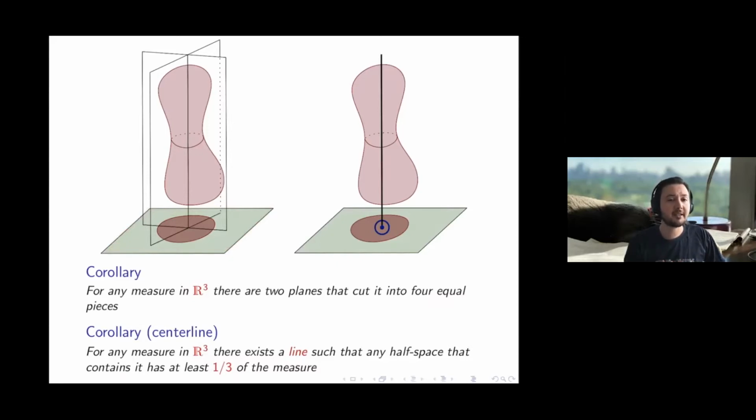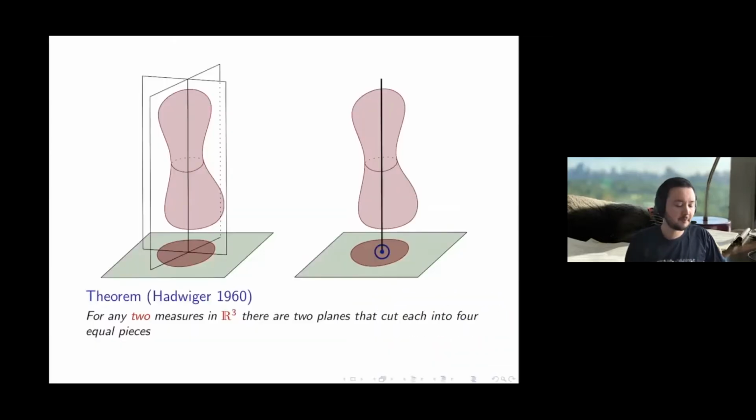Hadwiger in 1960 got a version of this one, where he saw that if I give you 2 measures, you can always find a common pair of planes that divide both of them into 4 equal pieces. So for any direction, in some sense, of the projection, you get a pair of planes for the red measure and for the yellow measure, and at some point you get them to coincide. He actually wanted to prove this result I mentioned about 2 lines intersecting, cutting the region into 4 equal pieces.